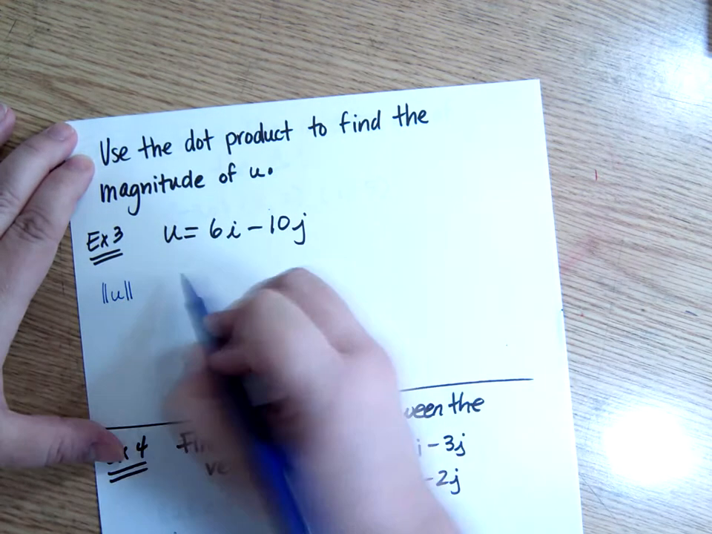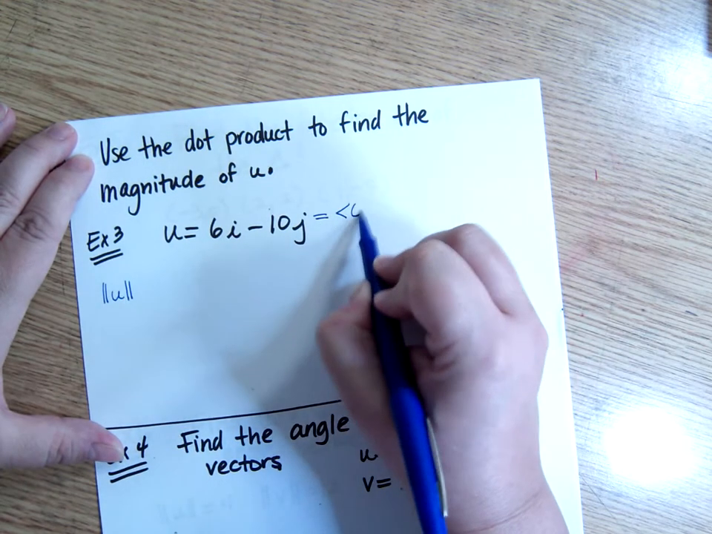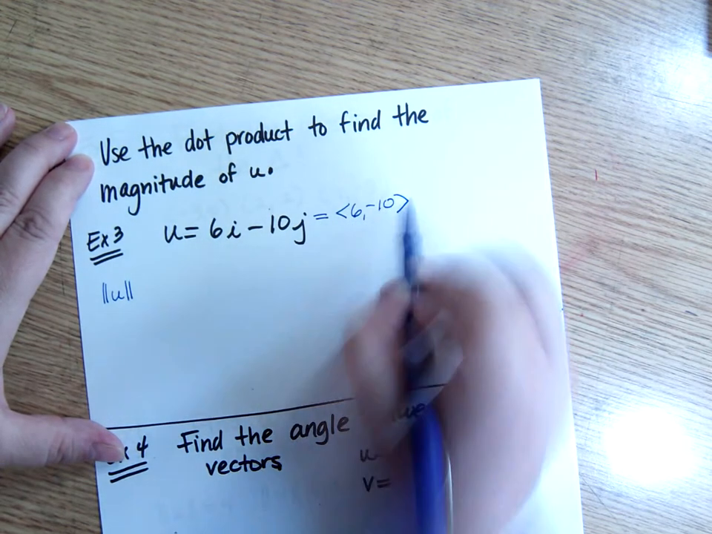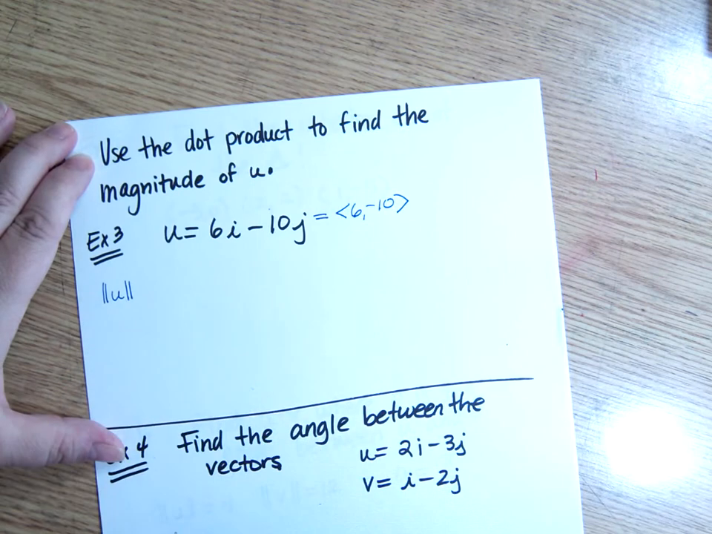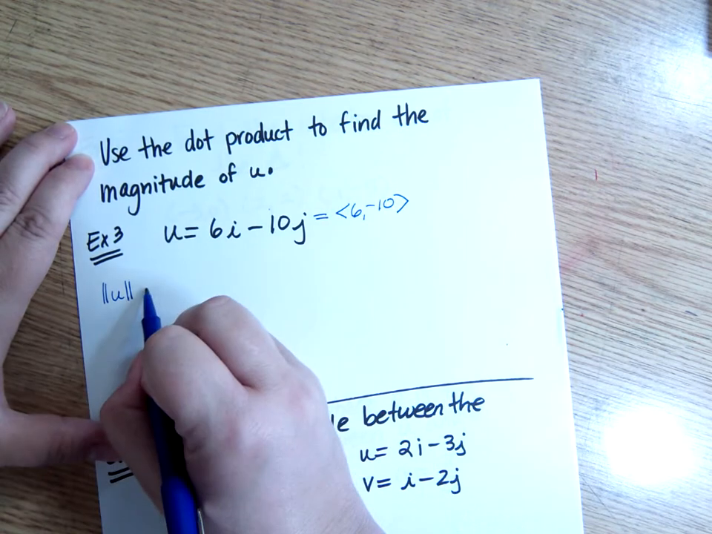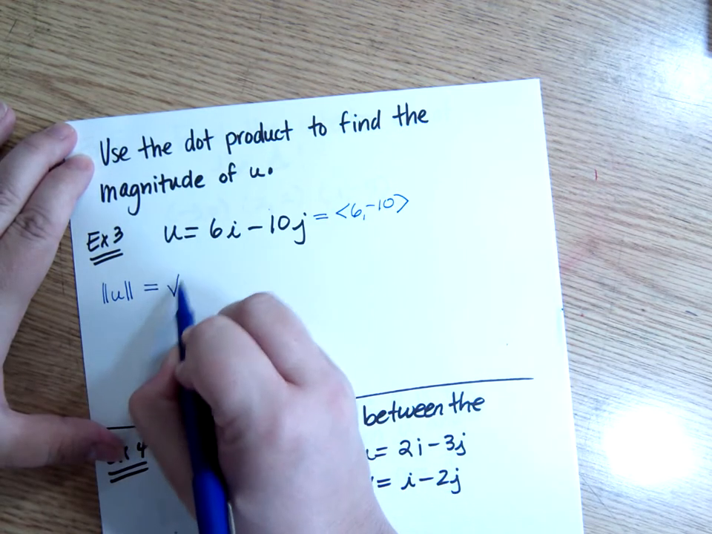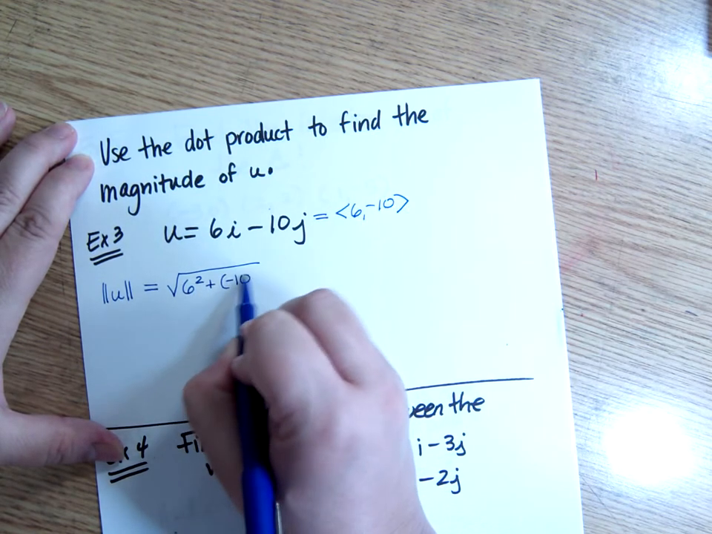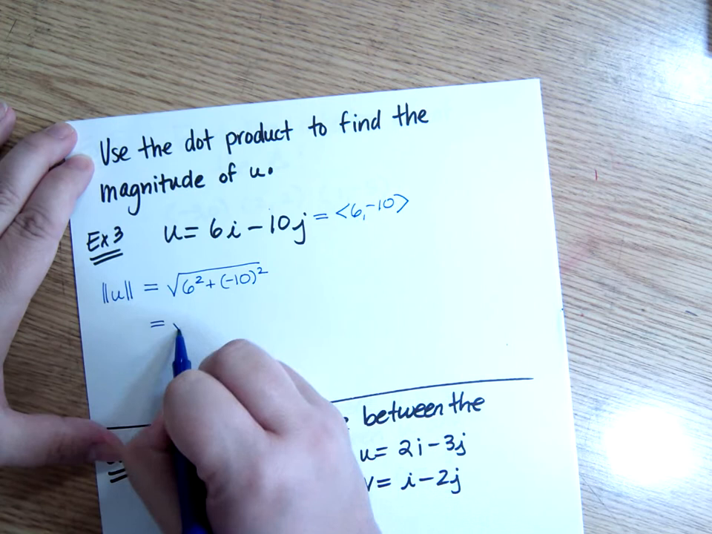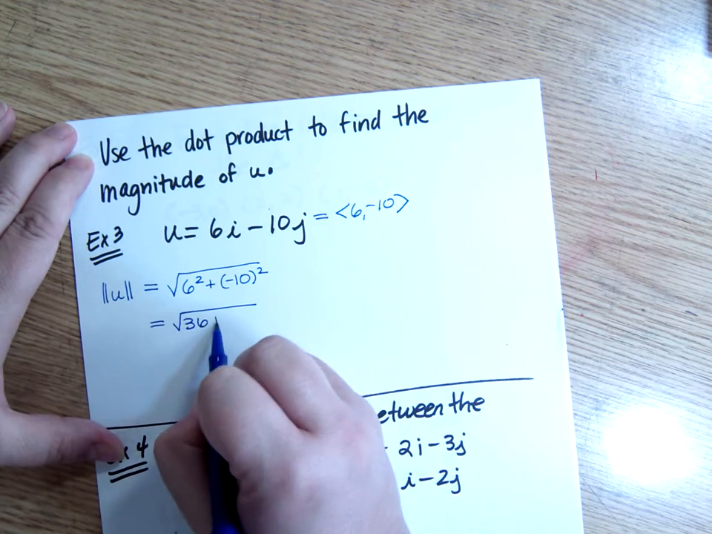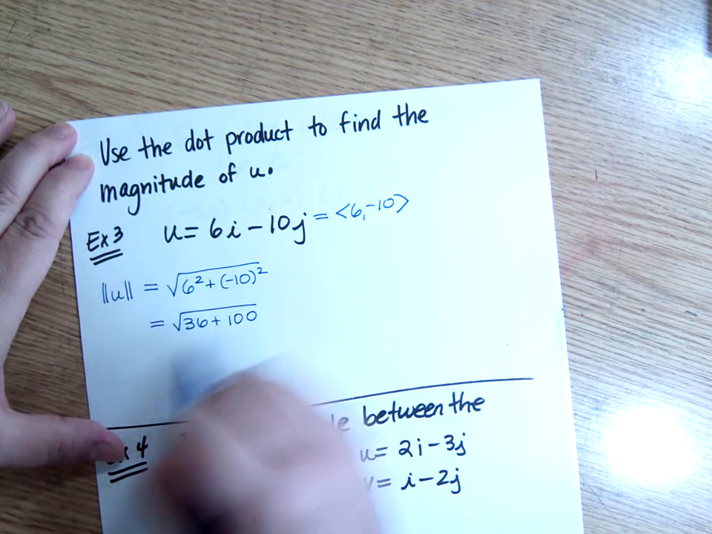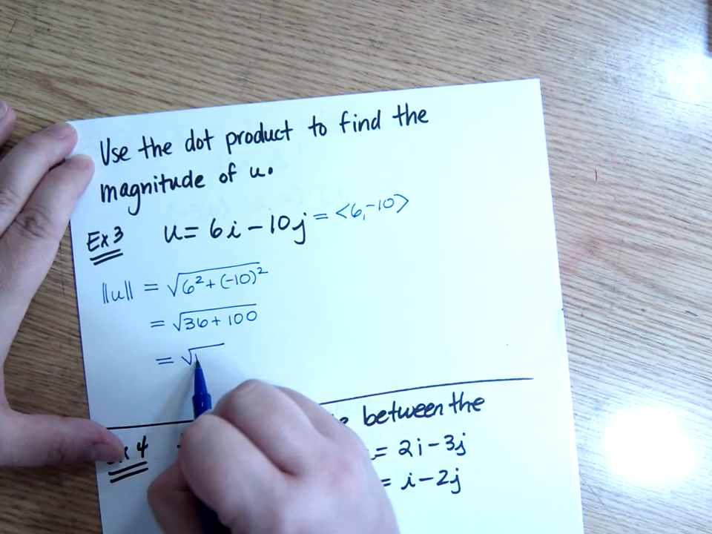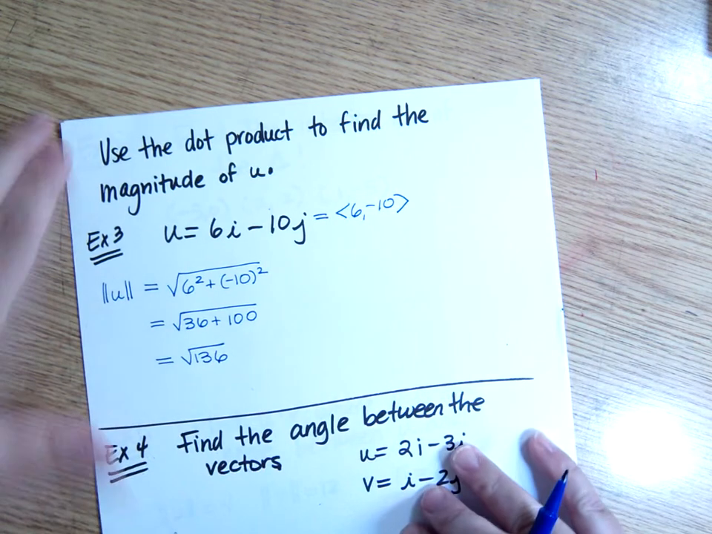Well, remember u is the same as 6, negative 10. So the magnitude of u is the square root of 6 squared plus negative 10 squared. So that's the square root of 36 plus 100, which is the square root of 136.